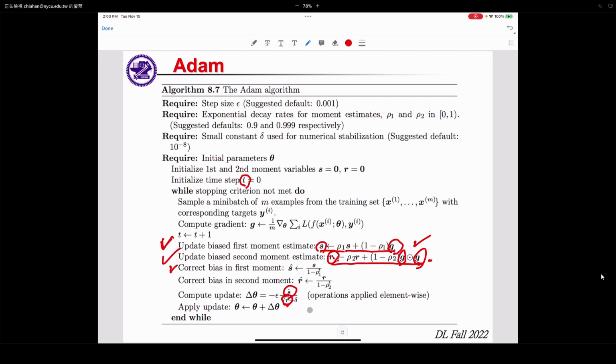Similarly, you can correct the bias in the second moment. This is R divided by 1 minus rho 2 to the power t. And the rest are the same. The delta theta equals minus epsilon times S divided by square root of R. So this is Adam.